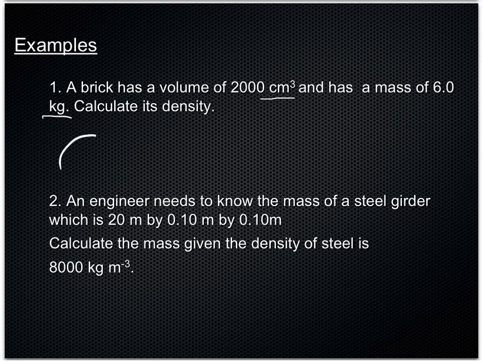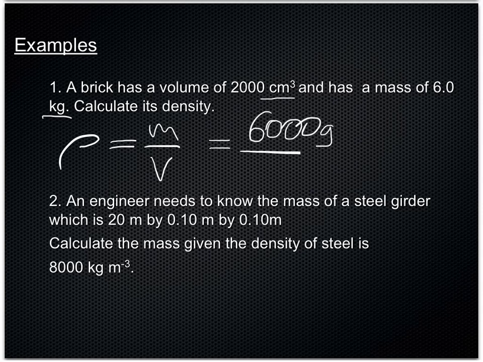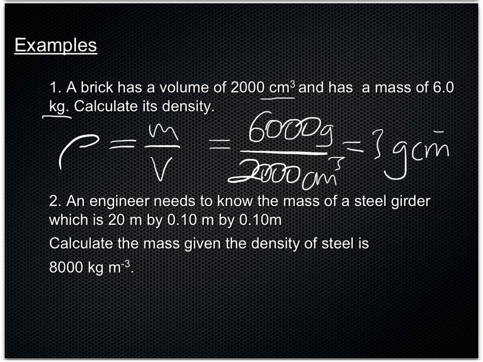So we'd write density equals mass over volume. In this case, our mass would be 6,000 grams, and that's divided by 2,000 cubic centimeters. So we get 3 grams per cubic centimeter as our answer for density.